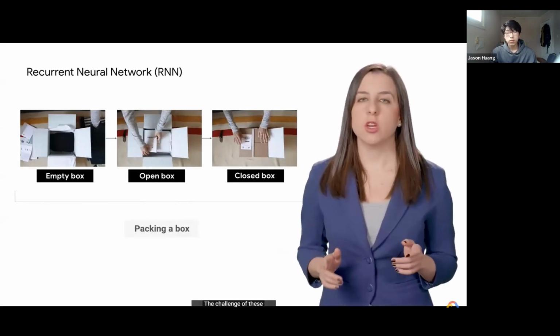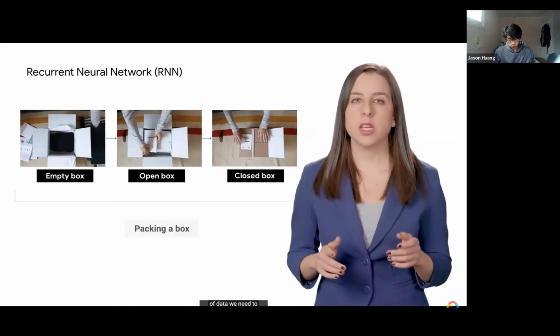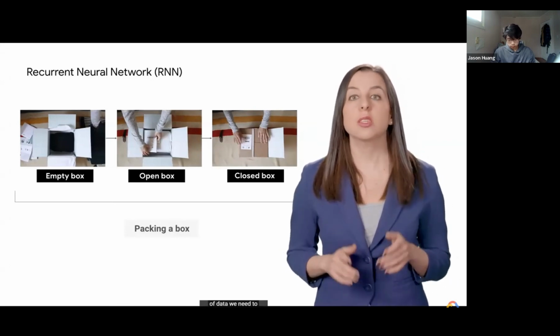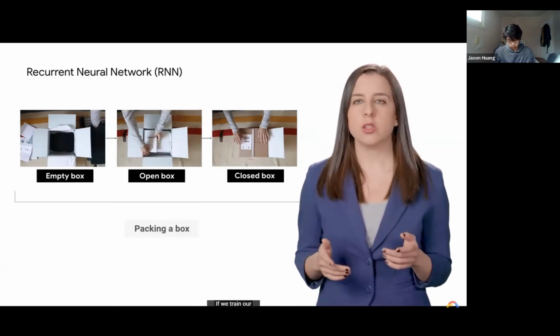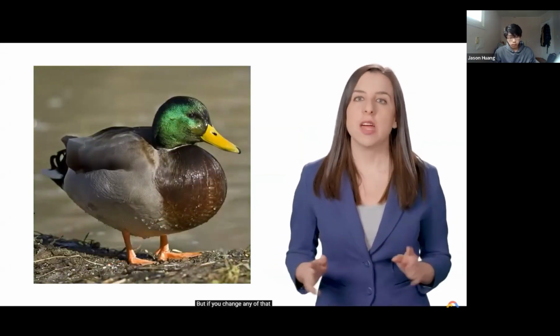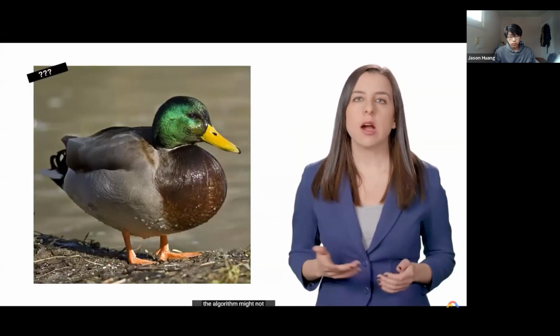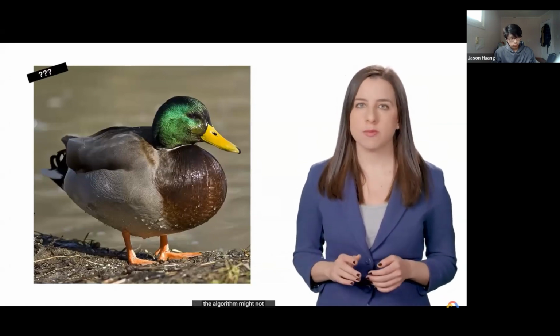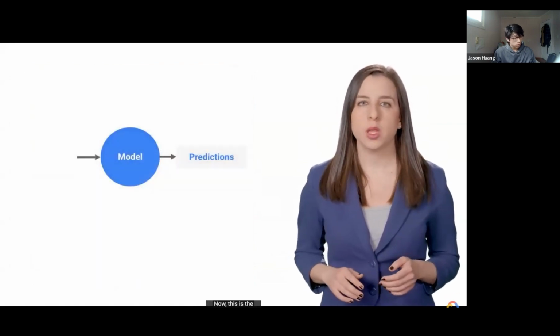The challenge with these approaches to image and video models, however, is that the amount of data we need to truly mimic human vision is incredibly large. If we train our model to recognize this picture of a duck, as long as we're given this one picture with this lighting, color, angle, and shape, we can see that it's a duck. But if you change any of that, or even just rotate the duck, the algorithm might not understand what it is anymore.